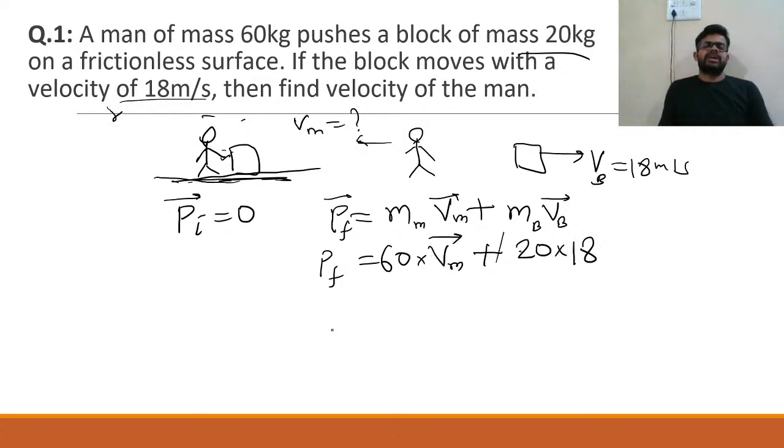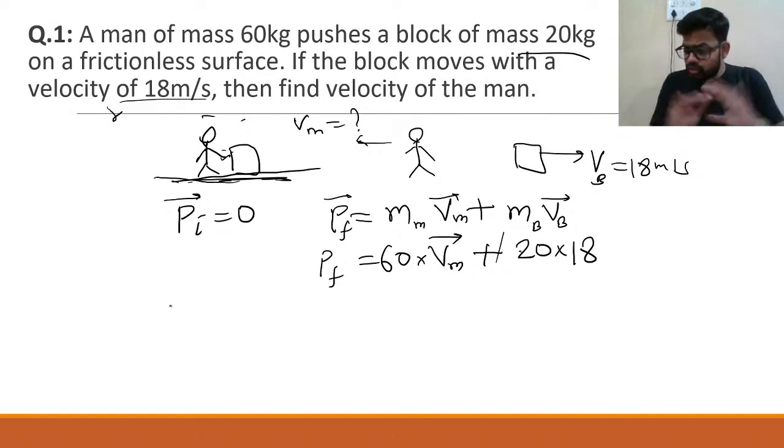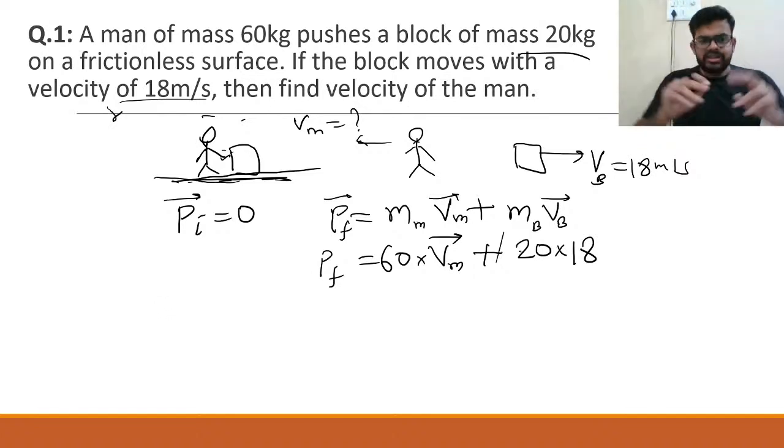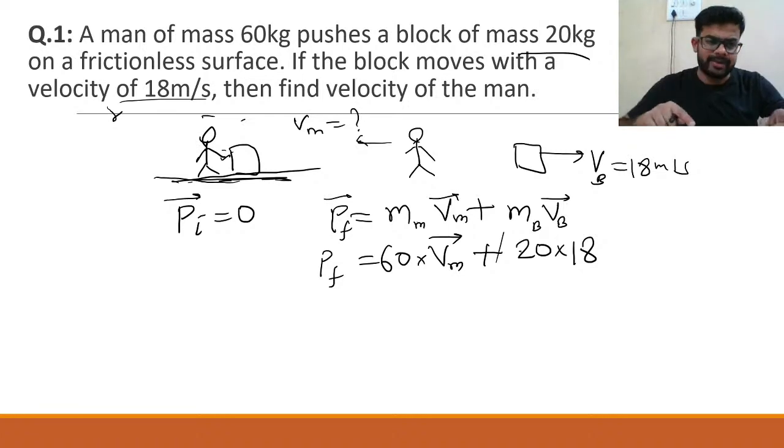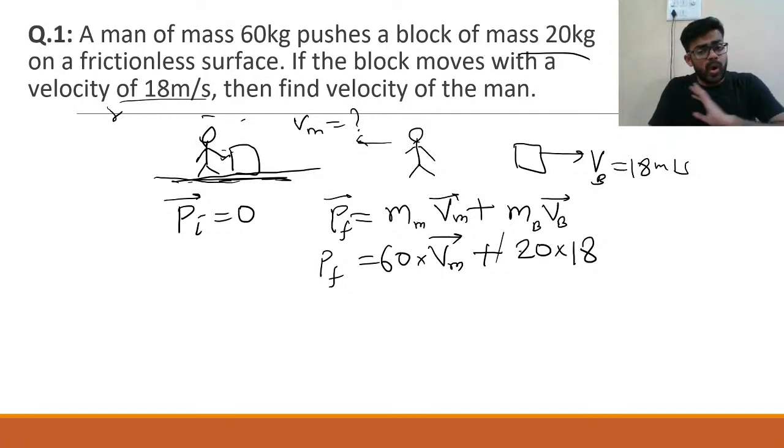So I'm just keeping it like this. And we know one thing, there is no external force in this system. Only two objects are present, the man himself and the block, right? The man is pushing the block, so the man is applying force on the block and the block is applying force on the man. Both are applying force on each other, and that force will be internal force. So on this system of man and block there is no external force.